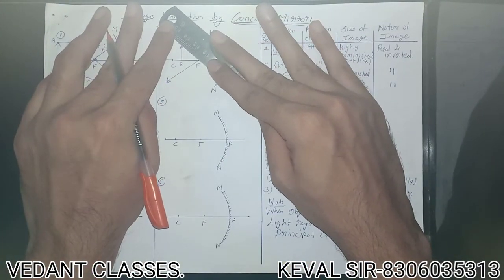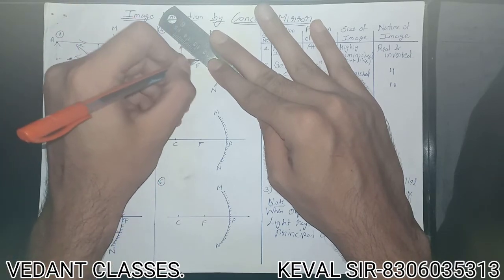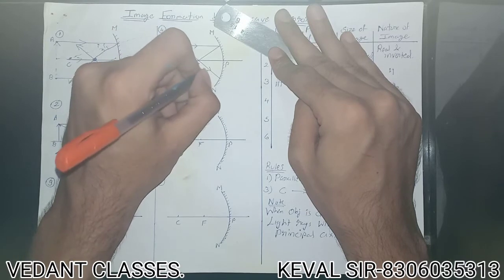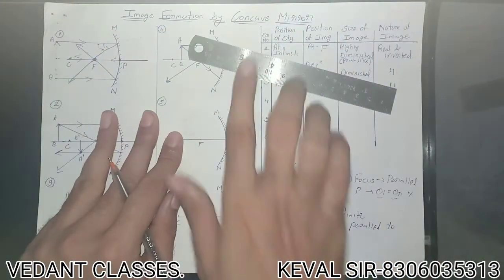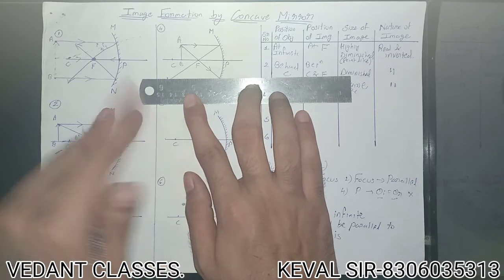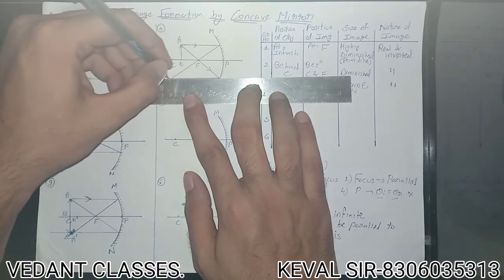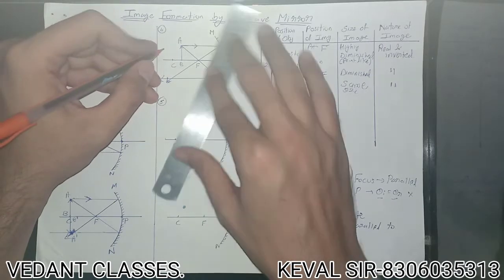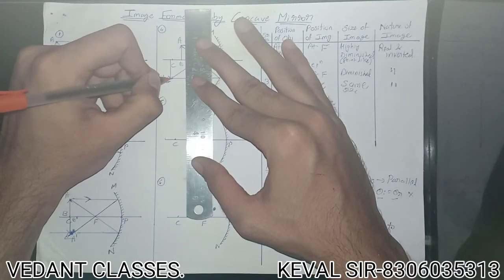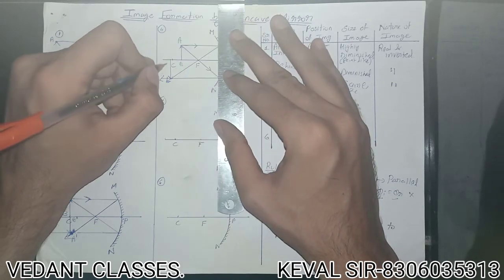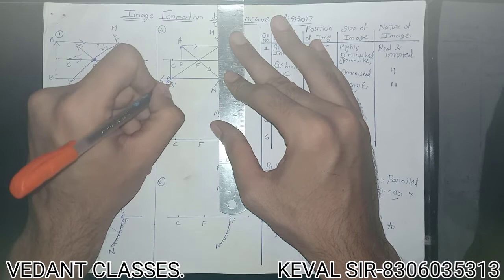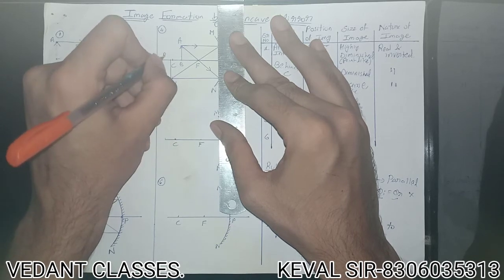So this is passing through the principal focus like this. So it will reflect back parallel to the principal axis. See, you are getting an image over here, slightly behind C. So this is B dash, this will be A dash.